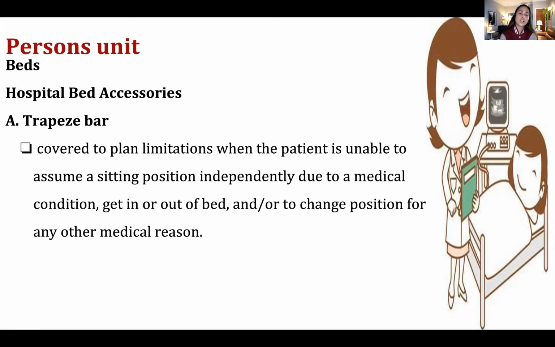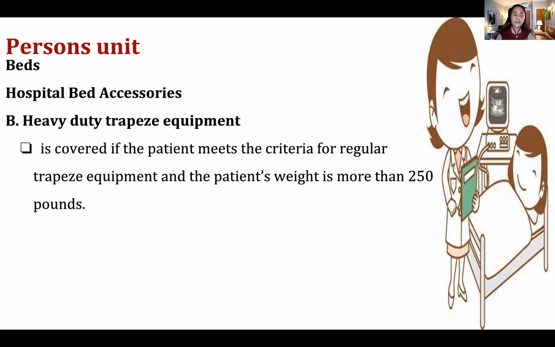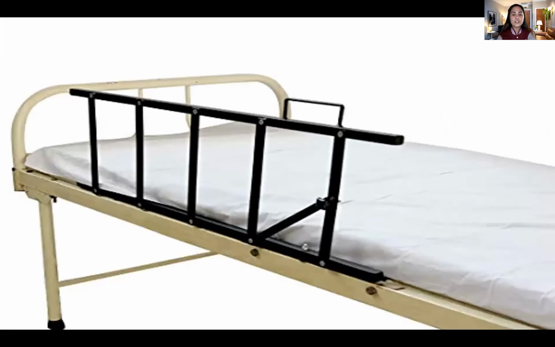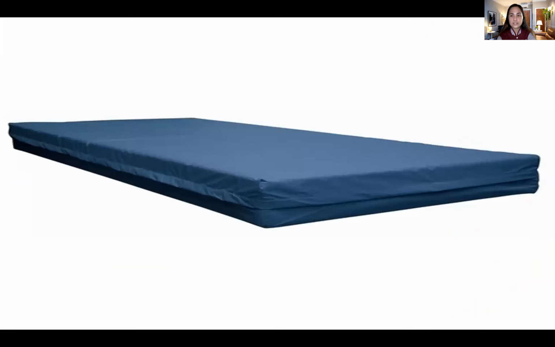So we have also other hospital bed accessories like the trapeze bar. The trapeze bar is like a rectangular-shaped bar which is used by patients with medical conditions for changing their positions. So this is the trapeze bar. We have also the heavy duty trapeze equipment. Okay, this heavy duty trapeze equipment is for the obese patients. Then side rails or safe enclosures, this will prevent the patient from falling. And inner spring mattress or foam rubber mattress, this is the one.